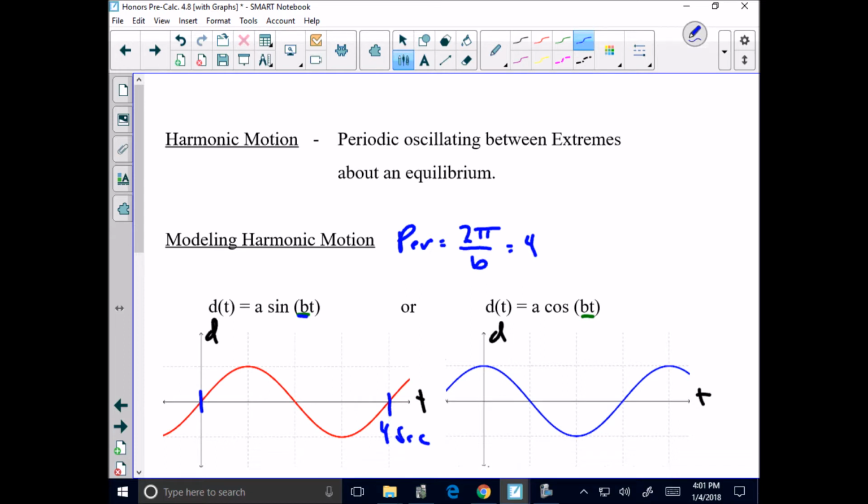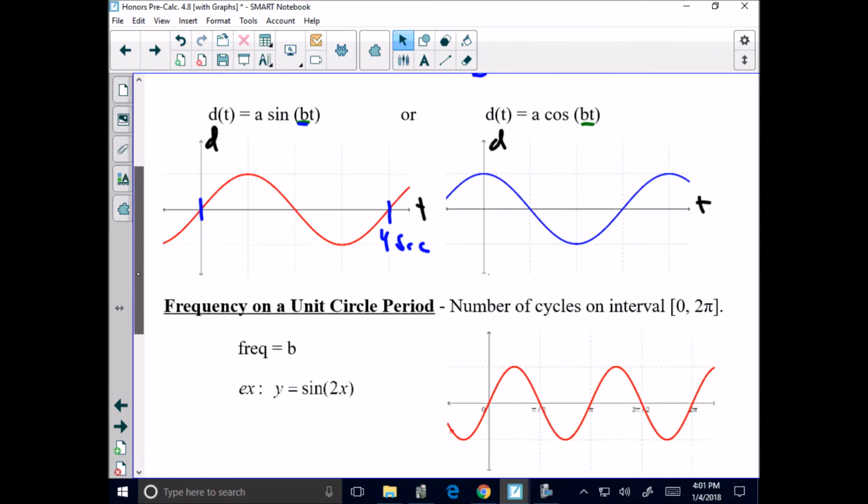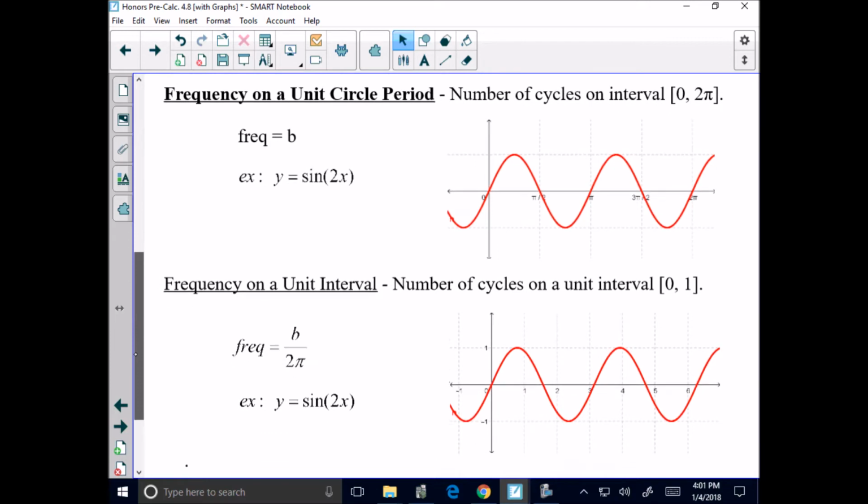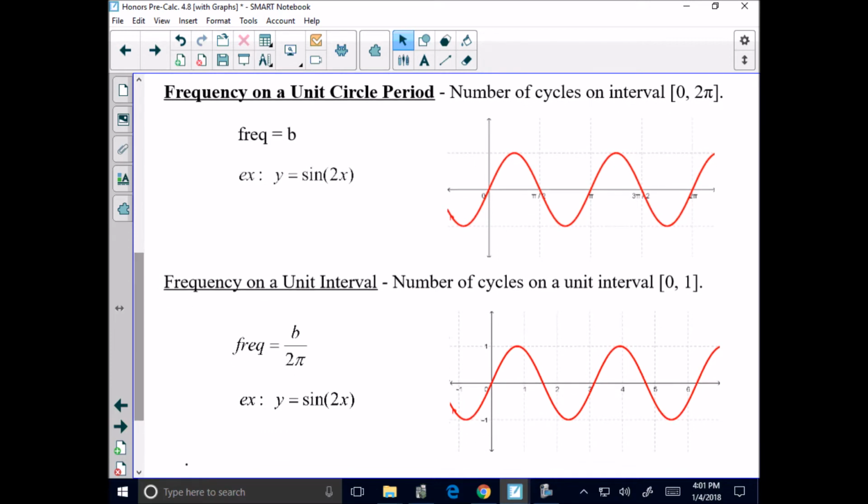Right? The second way that we're going to talk about determining that b value is with what we call frequency. And frequency, in general, is going to be the number of cycles that we get through in a particular length of time, or length of units on the x-axis. Right here, we've looked at frequency with regards to a full rotation, 0 to 2 pi previously. There we said that frequency was just going to be the b value.